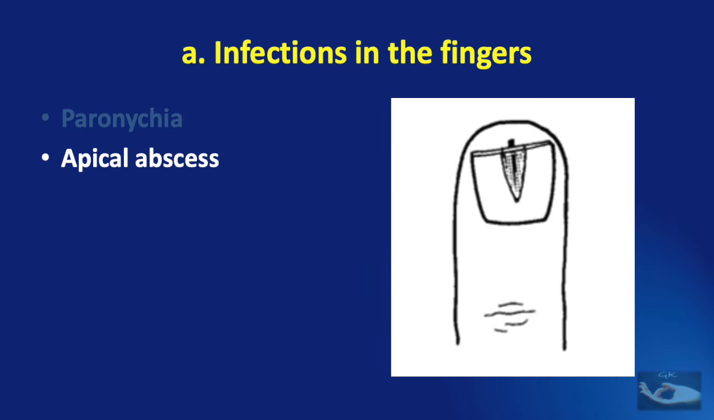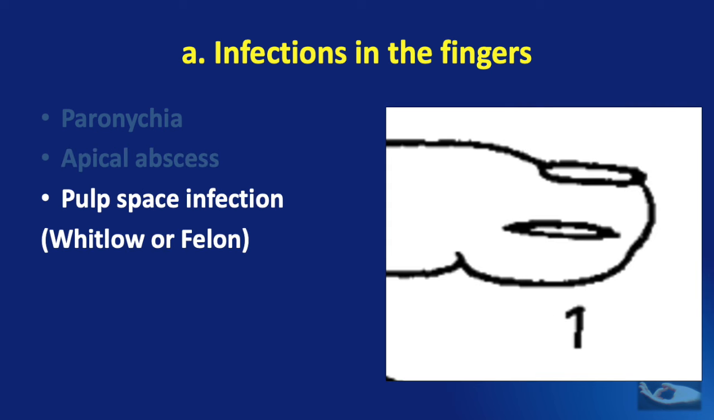Apical infection is usually caused by a splinter entering under the nail and involving the nail bed. Treatment consists of not only removing the splinter but also excising a small wedge of the nail bed in that area which is infected. Pulp space infection, Whitlow or Felon, is drained by a lateral pulp incision.